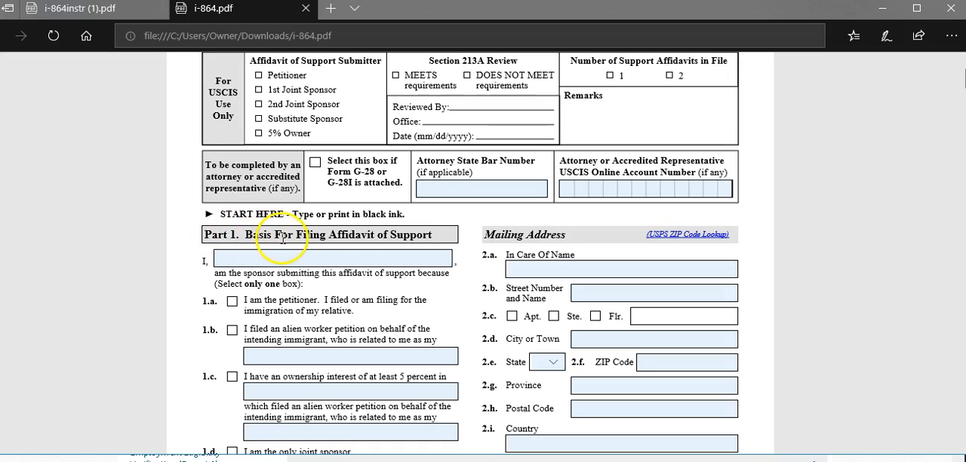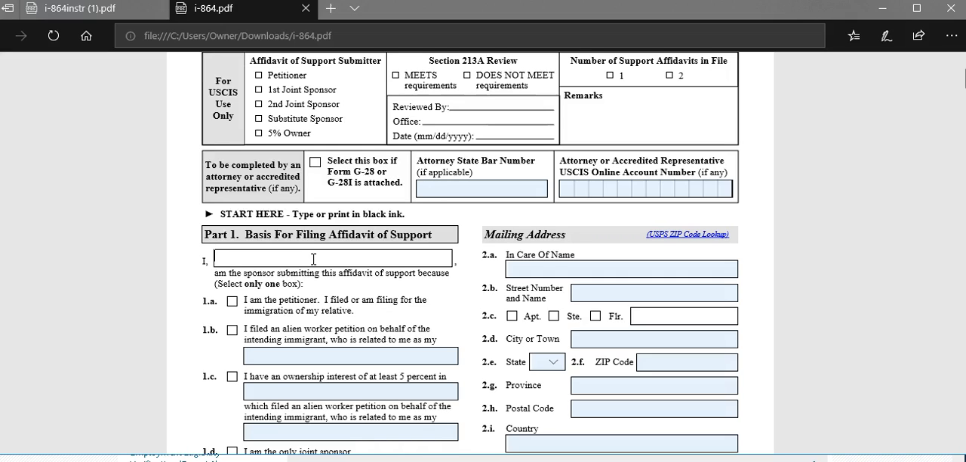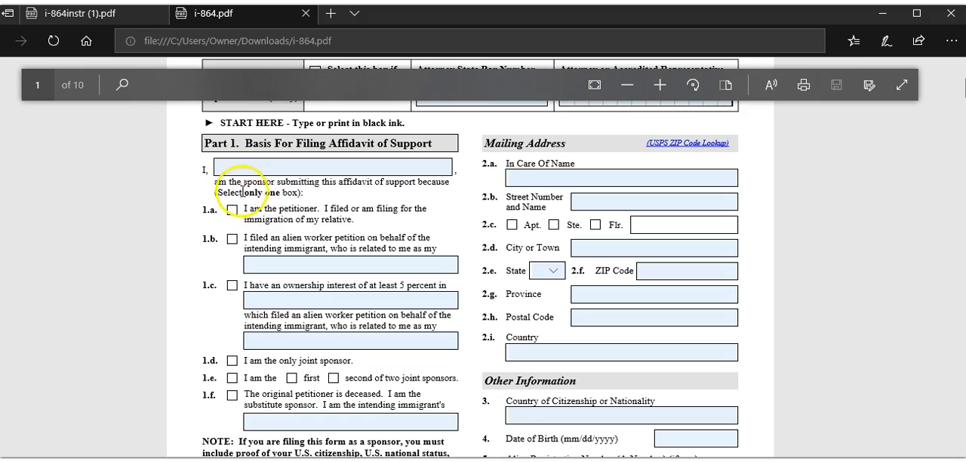Part 1, basis for filing affidavit of support. In this section, we are writing down the sponsor's name, the person that is submitting this affidavit of support for the immigrant. For example, I am giving this affidavit of support to a family member. So that means I am the sponsor. My name goes here. I am the sponsor submitting this affidavit of support because, select only one box.